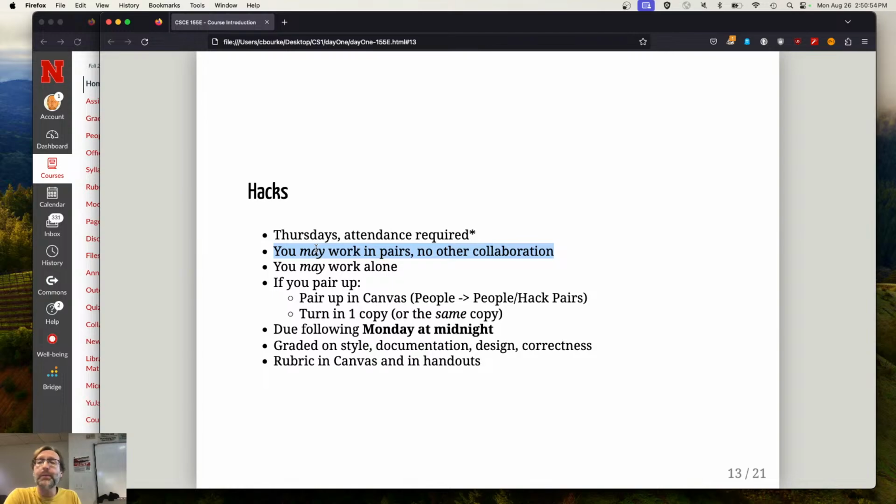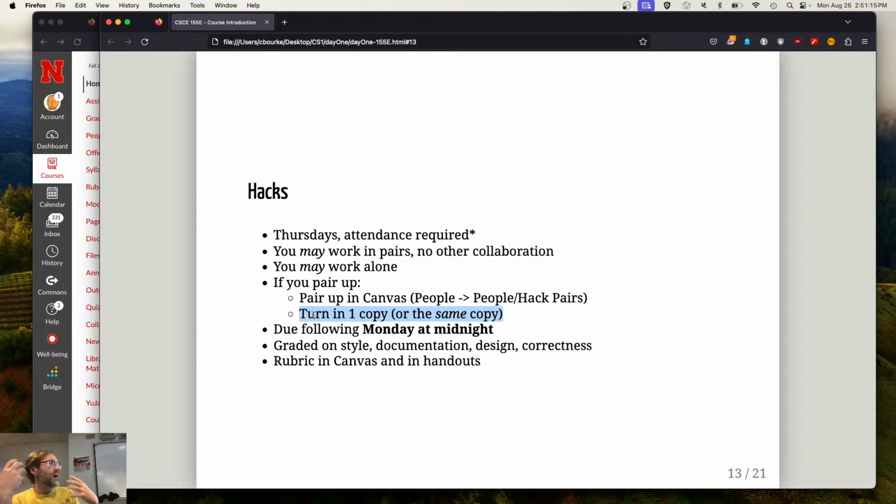You may work in pairs, not triples, not quadruples. You may work alone on these if you want. If you do pair up, you need to go into Canvas and join a hack pair. That'll be set up very soon. I think I still need to do that. Otherwise, you should only turn in one copy. If you both turn in a copy, that's fine.